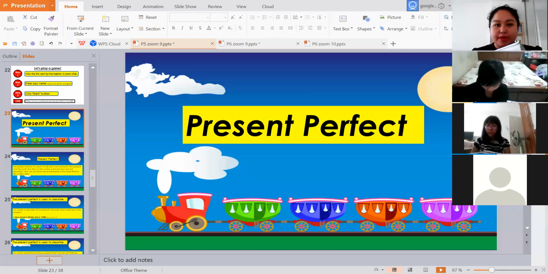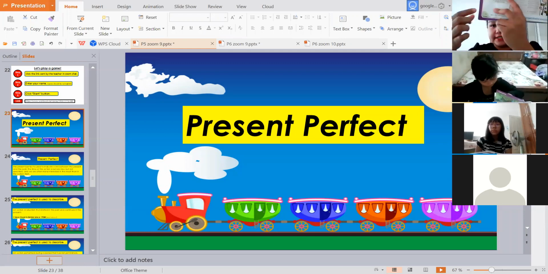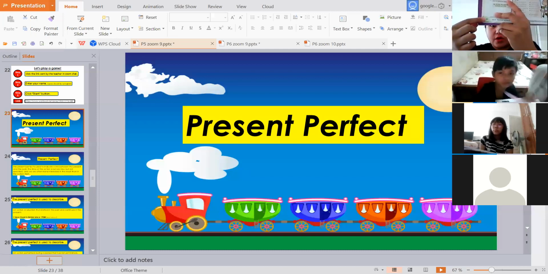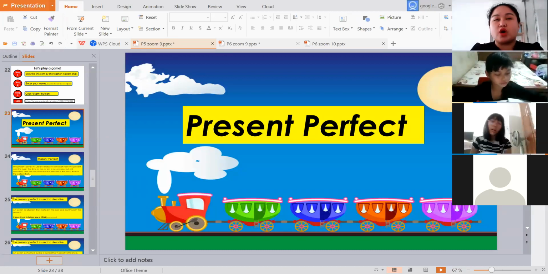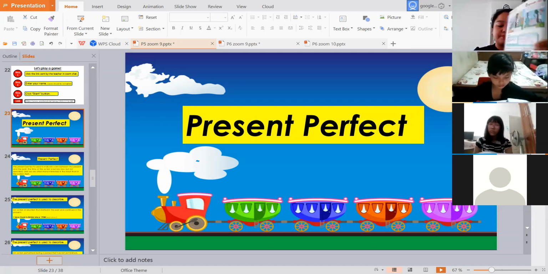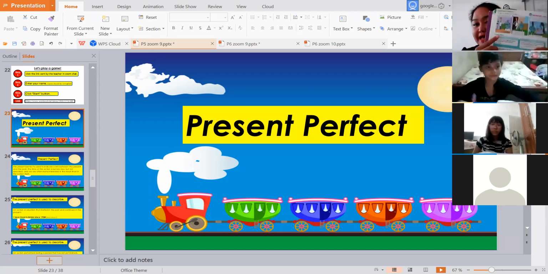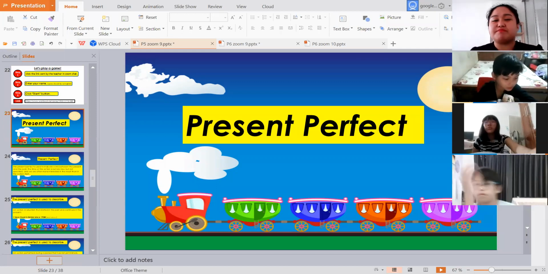I want you to open your book on page, oh, only 12 participants. Open your book on page 18. Last meeting, we talked about past simple, right? Our first topic on this page is about past simple, and we talked about regular and irregular verbs. Am I right? What is the use of past simple again?